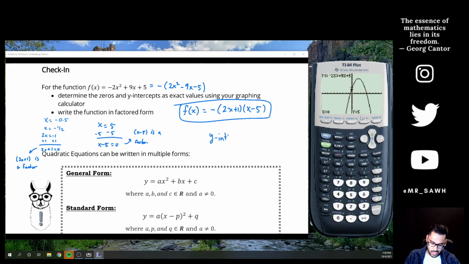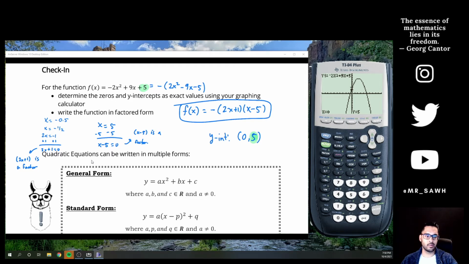Okay, so for your y-intercept point, x is 0, y is 5. Which is perfect because that 5 is also the constant in my original function. Right? Whatever the constant is going to be, that's your y-intercept. So I didn't need my calculator. Really, I could have just looked at the equation, but there's another way that we can take care of this.